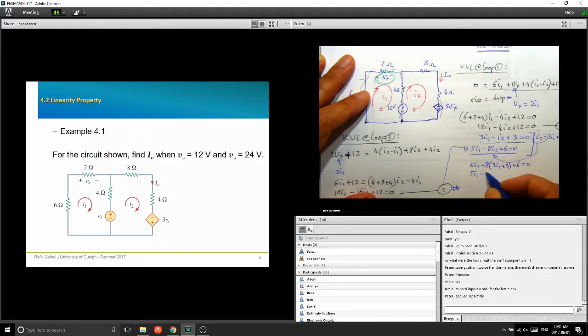5I1 minus 24I1 minus 24 plus 6 equals 0. So minus 19I1 equals 18. So I1 equals negative 18 over 19 amps.